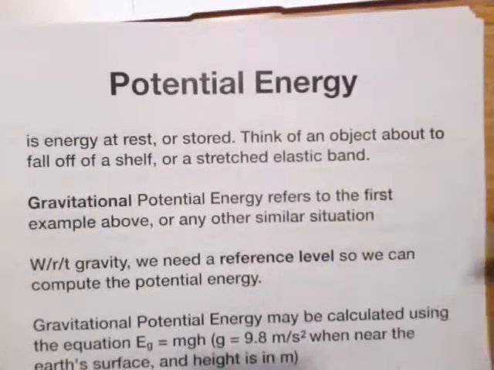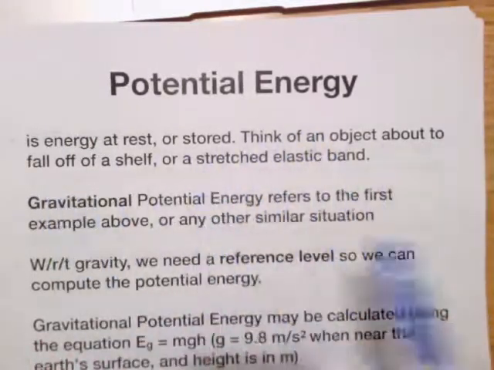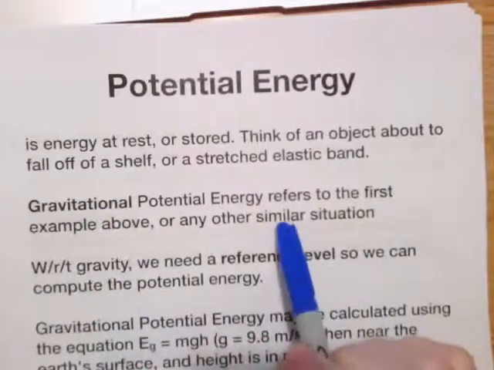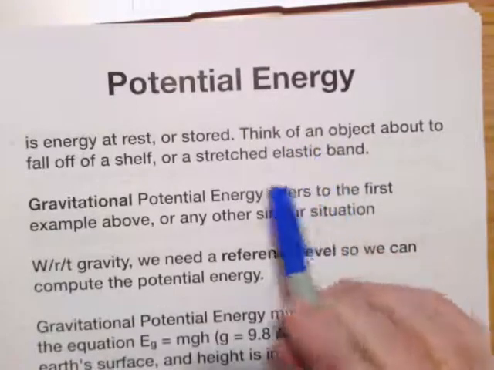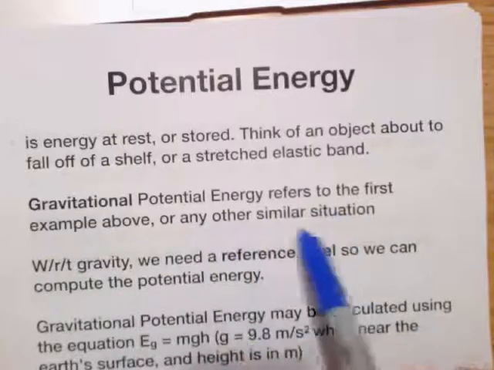If you let it go, like if I shoot it through the air, as it's flying through the air, that's kinetic energy. And the slower it gets as it slows down, the less kinetic energy. The energy gets lost to friction and things like that. Anyway, gravitational potential energy, we will be talking about elastic potential, just not today. Gravitational potential energy refers to the first example above or any other similar situation.